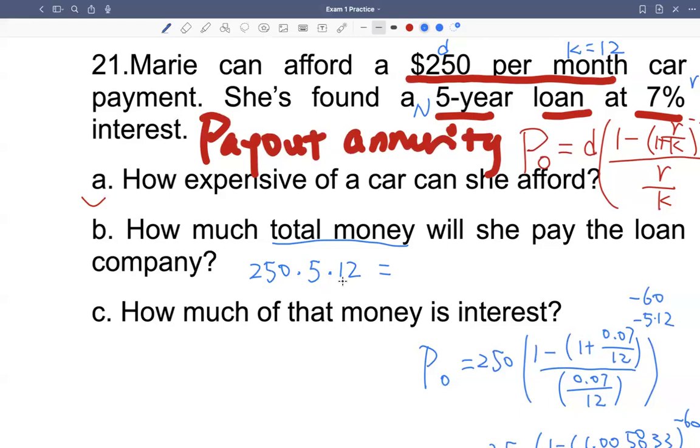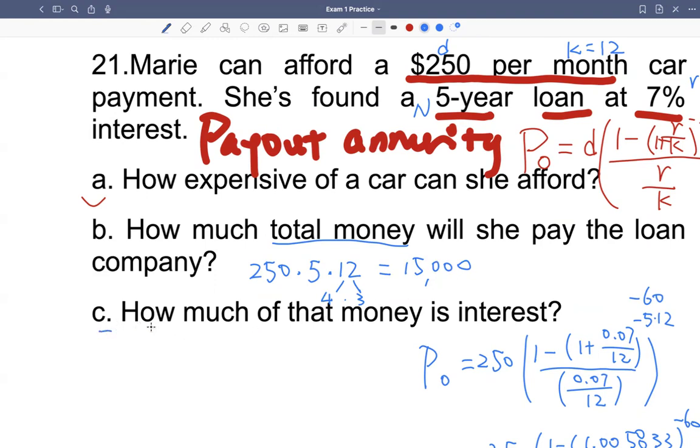Let's just pretend you don't have a calculator. If you have a calculator, that's easy, you just get 15,000. If you don't, you can split 12 into 4 and 3, because that's 4 times 3. Then 4 times 250 gives 1,000. Then 3 times 5 is 15. 15 times 1,000 gives you 15,000.